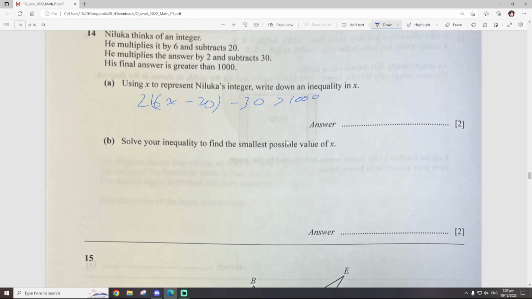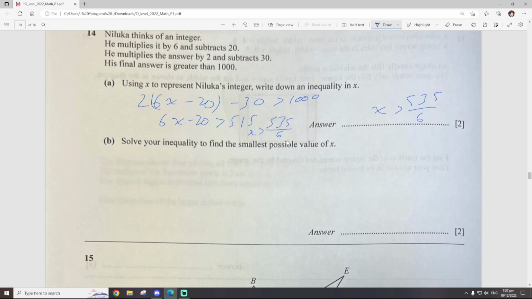We can solve this inequality. I'm not sure whether you need to write down a simplified inequality first. So if I do that, I'll get 6x minus 20 is greater than 1030 divided by 2, which is 515. And this will give me 6x is greater than 535, so x itself is greater than 535 over 6. So by right, this is already the solution of the inequality.